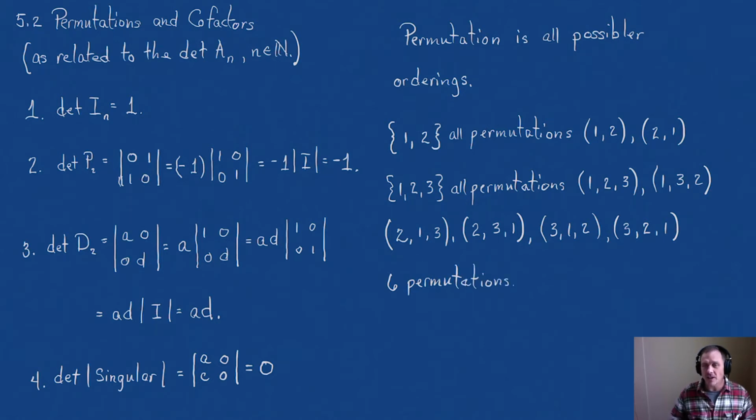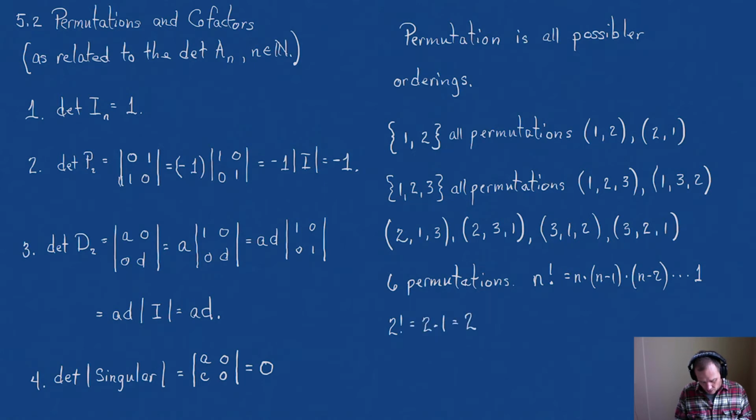And here's how you calculate the number. It's the number of elements in the set, n factorial. So n factorial means n times n minus 1 times n minus 2, all the way down to where you get to 1. And so in this first case, when we had a set of 2, there is 2 factorial permutations, which is 2 times 1, which is 2, which is what we saw.